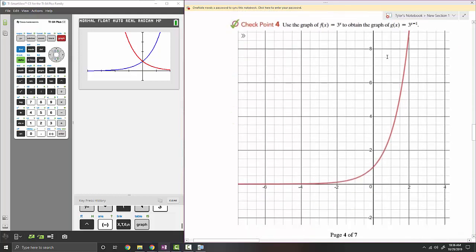So if we want to practice this, checkpoint 4, we have a graph f of x equals 3 to the x, and we want to obtain the graph g of x equals 3 to the x minus 1. So you should recognize what's going on is you're subtracting 1 from the x value. So remember, that's going to shift the graph to the right.